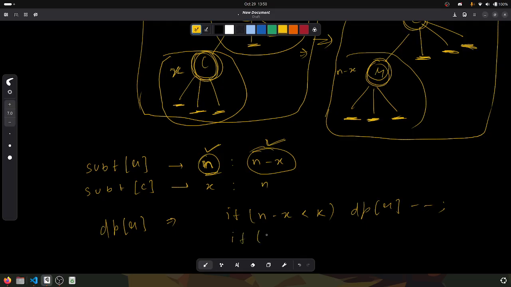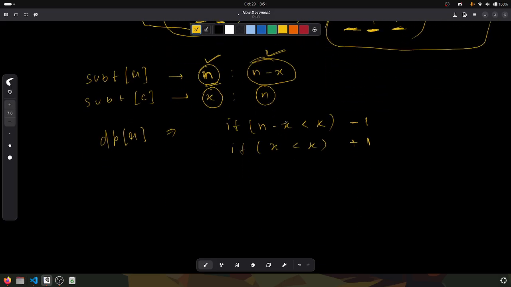And what happens if x is less than k? So if x is less than k, then initially this was not a good node, but in the after case it became a good node. So here, this is not correct to write it like this. We will do a minus 1 in this case and a plus 1 in this case.